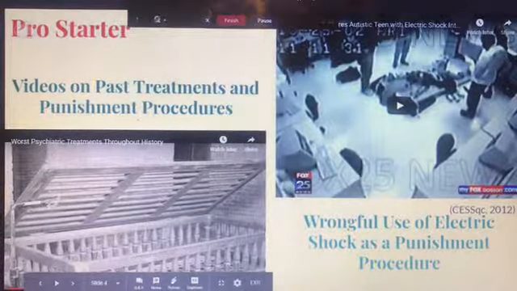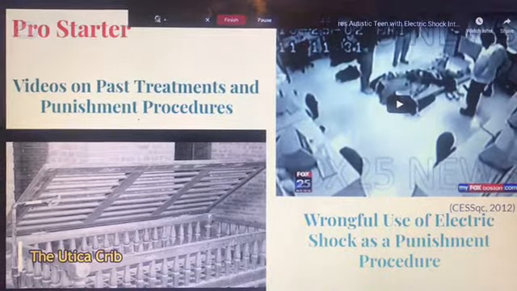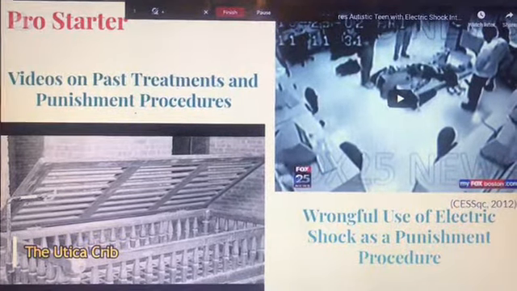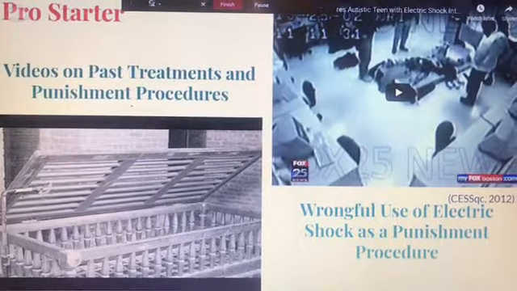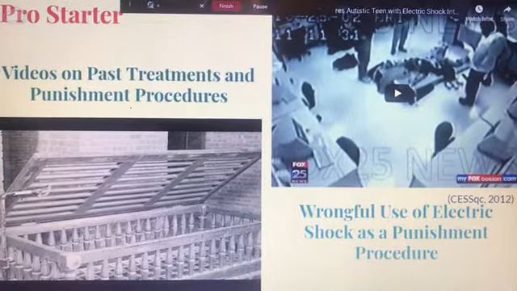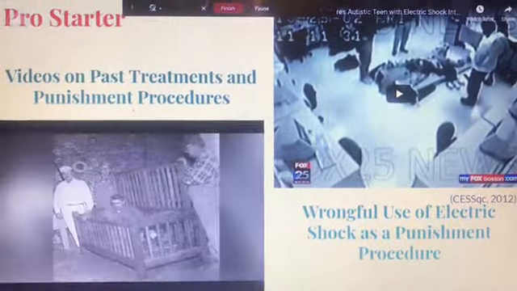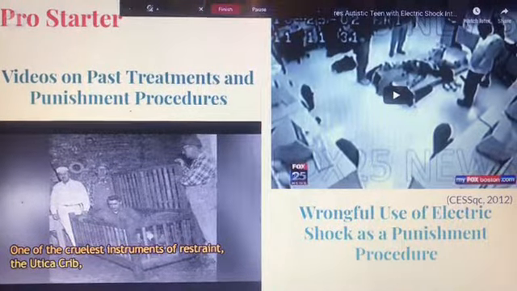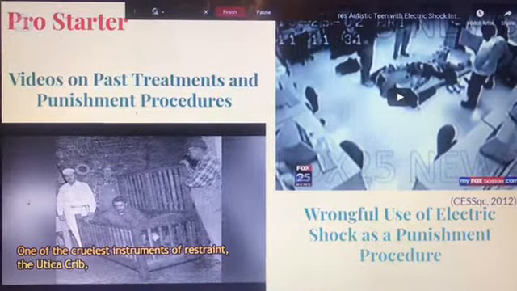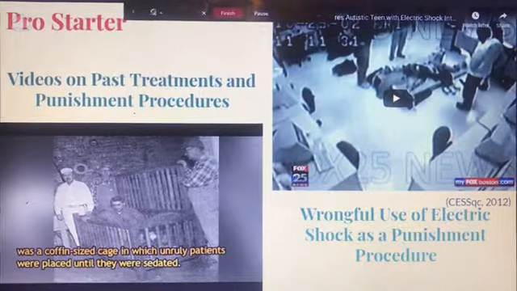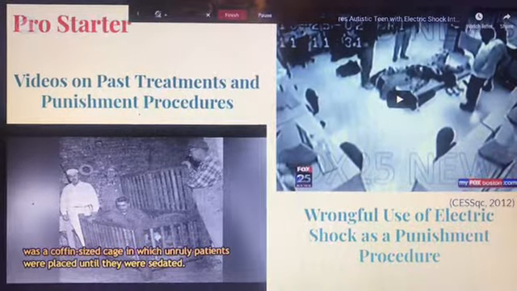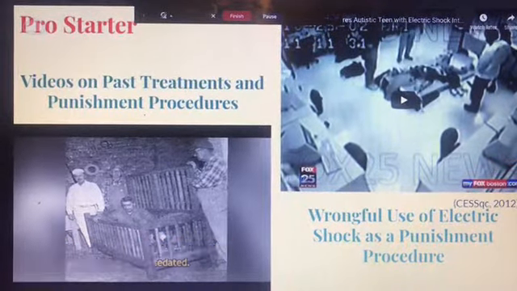As you can see, it looks similar to a bed, and the individual lays down while the top is then shut on top of them. It was said that they were left in here for an extended period of time until they were calm, as they engaged in self-injurious behavior as well as endangering others in the facility.